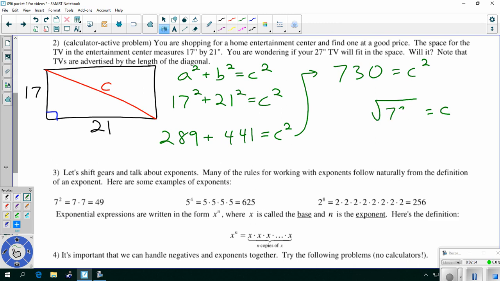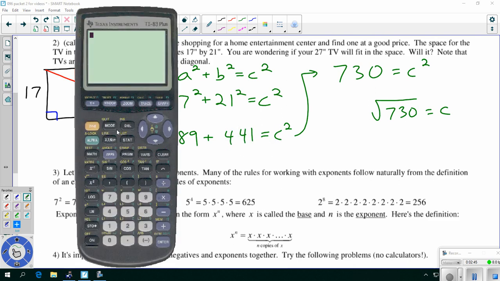We're going to formally talk about square roots in just a couple of lessons, but I think most of us have some experience with them from a previous math class. So square root of 730 I will do on the calculator, just so we can get a decimal approximation for how big of a diagonal we have in our entertainment center. So square root of 730 is roughly 27.02.